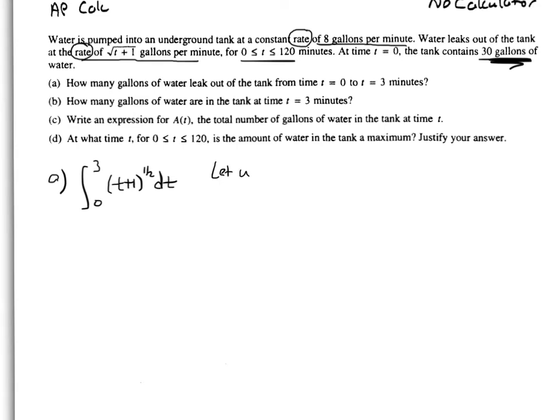We're going to let u equal our inside function, u equals t plus 1. du is dt. So we've got u to the 1/2 du, but we have to change our limits. So 0 plus 1 is 1, and 3 plus 1 is 4. We'll integrate. We've got u to the 3/2, 2/3 in front.